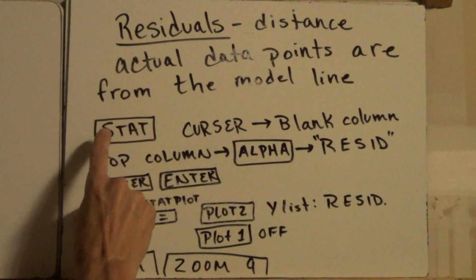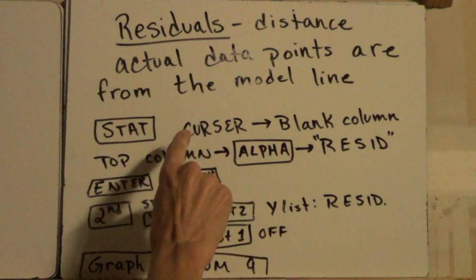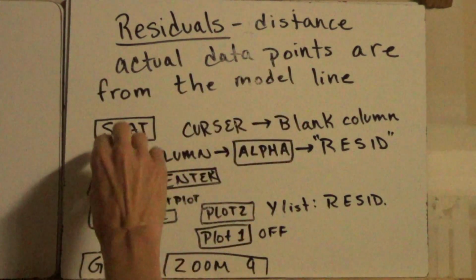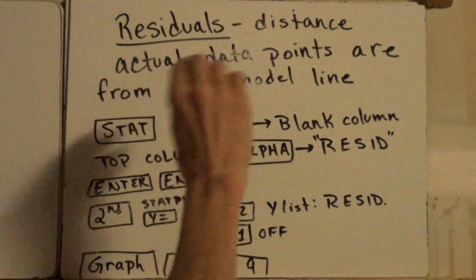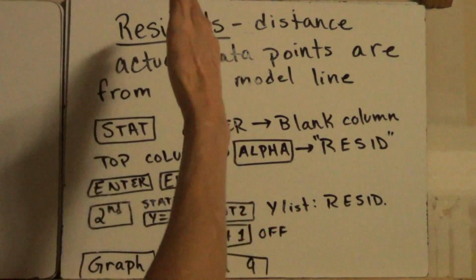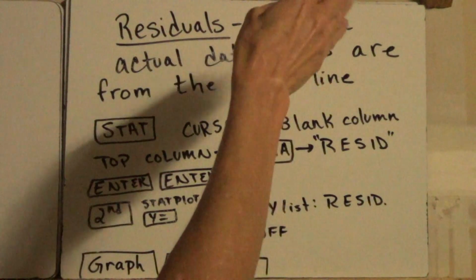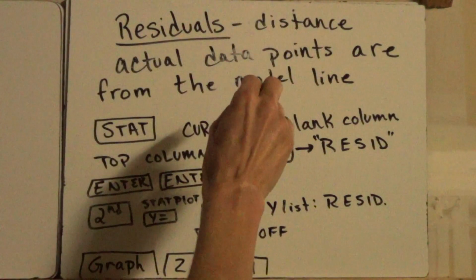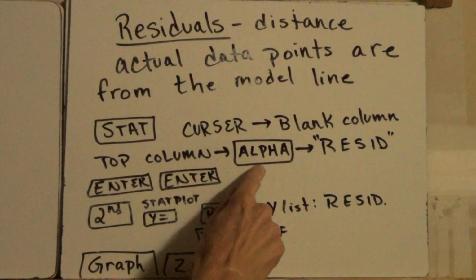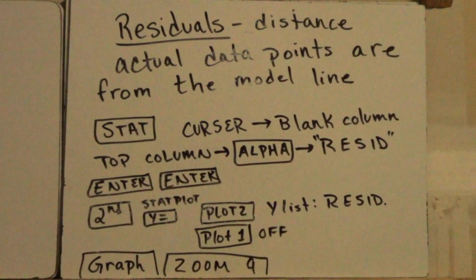To see the residuals, you'll hit Stat and then take the cursor and go over to a blank column. In Stat, you'll be in the list. You'll have L1 that you put your X values in, L2 that you put your Y values in. Take the cursor over to a column that doesn't have L1, 2, 3, or 4, and up at the top of it, take the cursor up into the top, and then use your alpha button and type in the letters R-E-S-I-D. That's all the further you need to get.